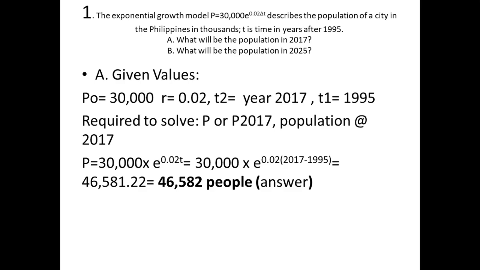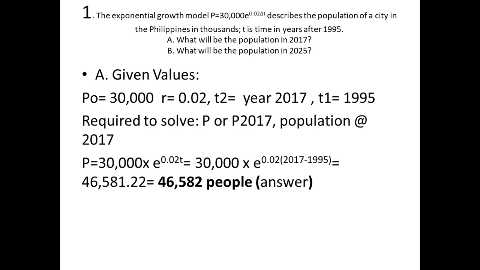To solve now this problem, solving for letter A, to determine the population in 2017, we have the following given values. Your original population is equal to 30,000, and then your rate is 0.02. This is not in percentage, but it is in fraction. And then your time in the future, or your T sub 2, is the year 2017, and your initial time is 1995. So we are required to determine the population at year 2017.